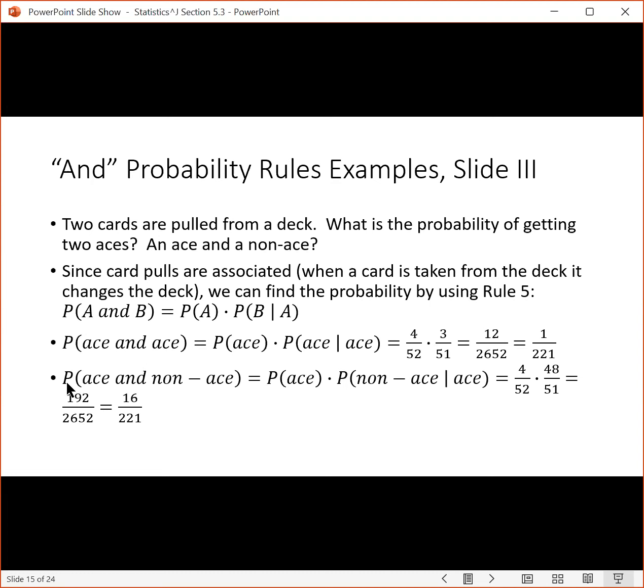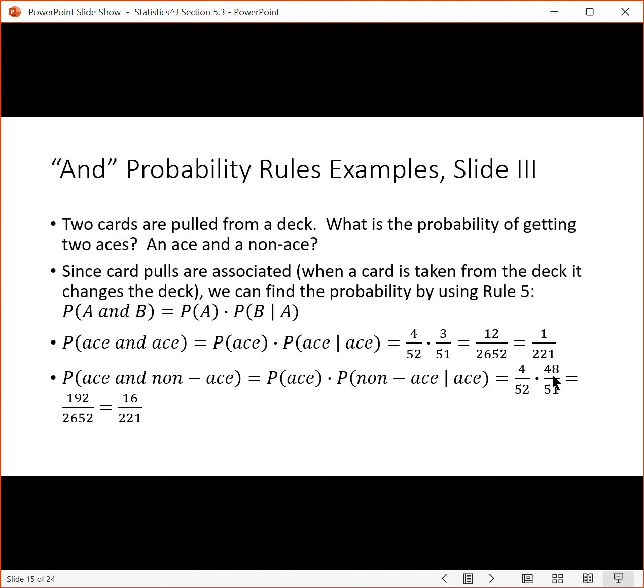All right, let's look at another one. Now we've got the probability of an ace and a non-ace. The idea is you pull an ace, and then you need to multiply by the probability that you draw a non-ace afterwards. So again, ace, we've already gone over that. That's 4 out of 52. And then what's the probability of drawing something that's not an ace after you've already drawn an ace? So how many non-aces are there going to be left after you've pulled an ace?